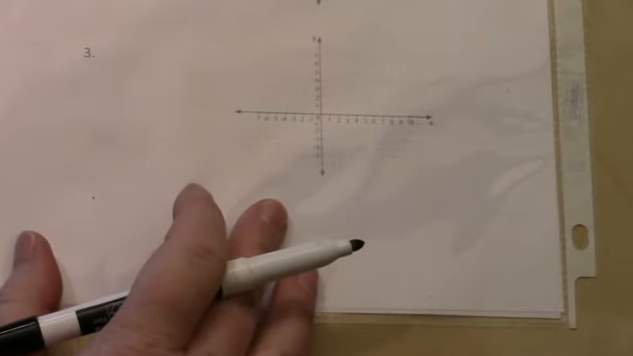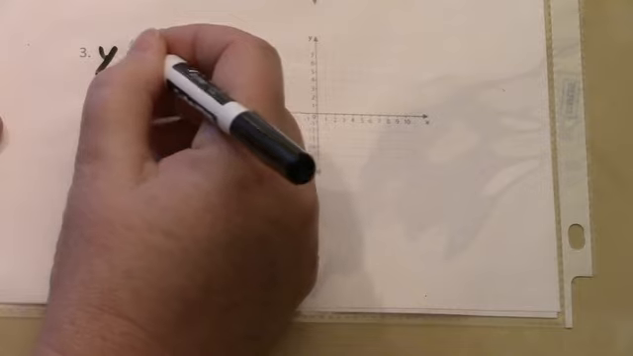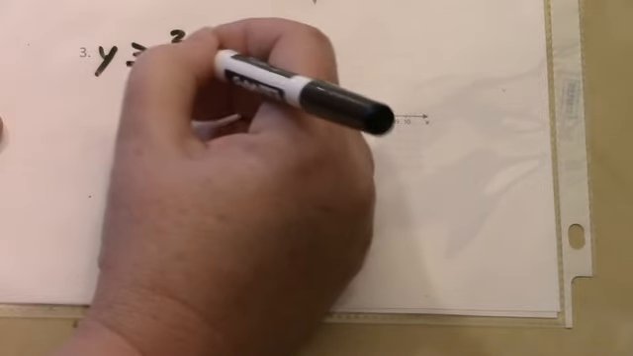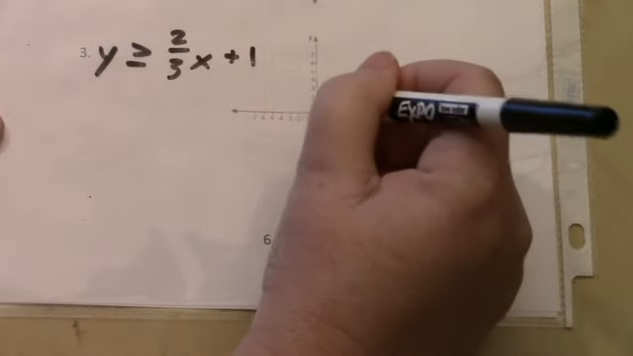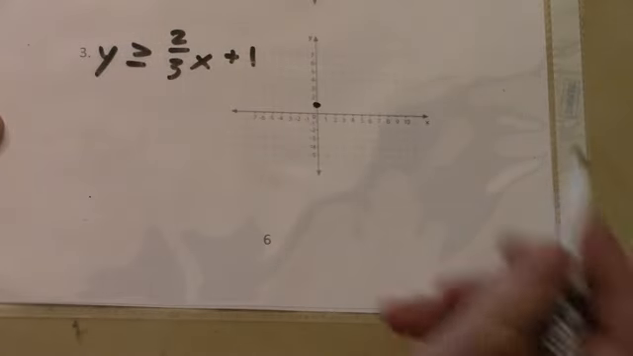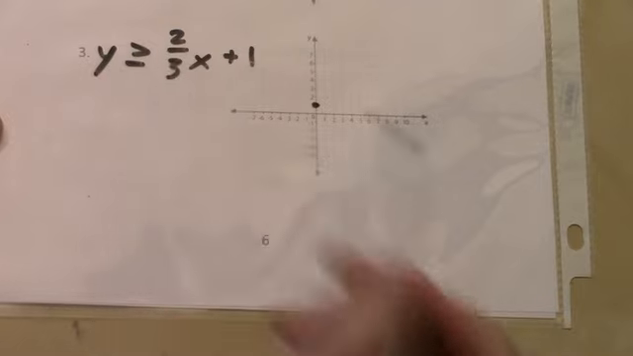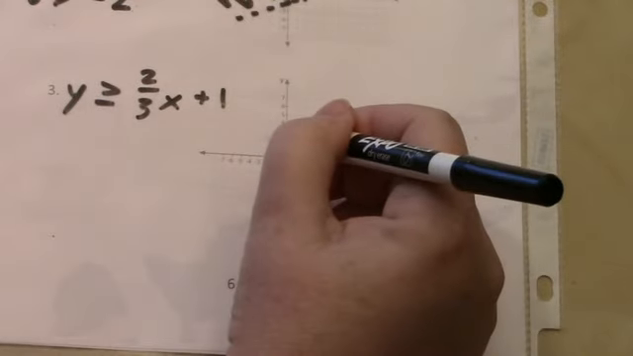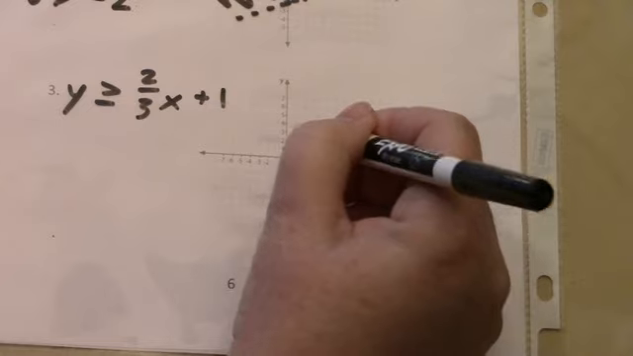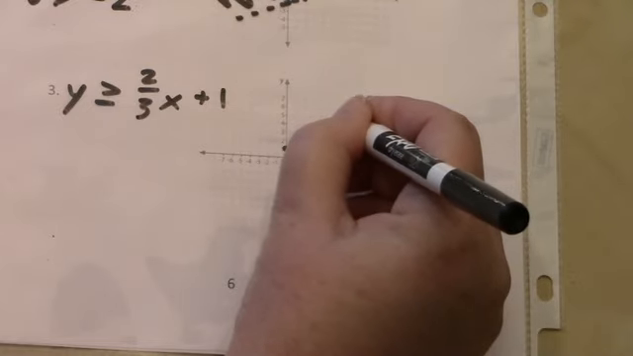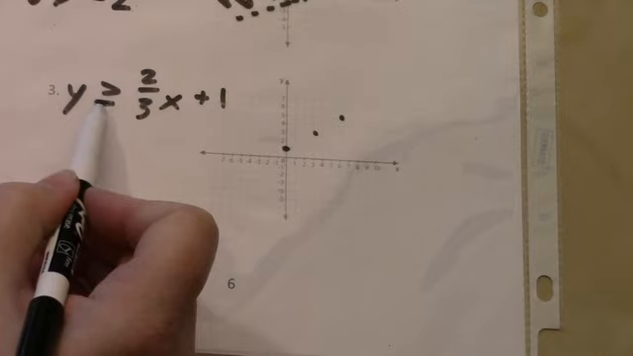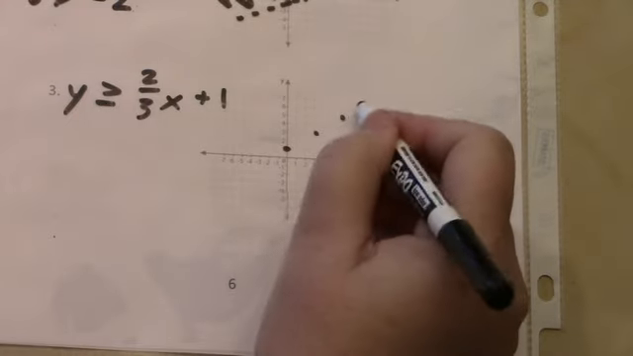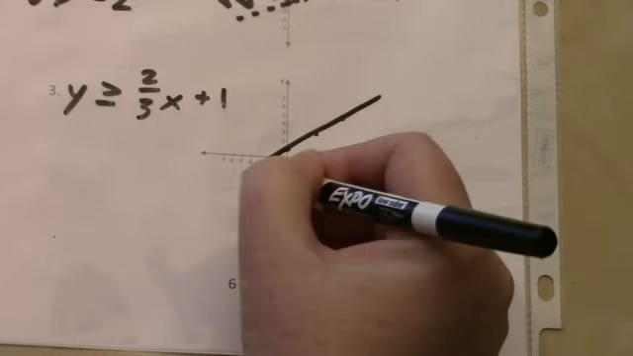Let's try one more together. We have y is greater than or equal to 2/3 x plus 1. We start here with a plus 1. We have our slope of 2/3, which means we're going to go up 2, to the right 3, up 2, to the right 3. What are we going to do with our line? It's equal to, so it's going to be solid. So I will draw my line.